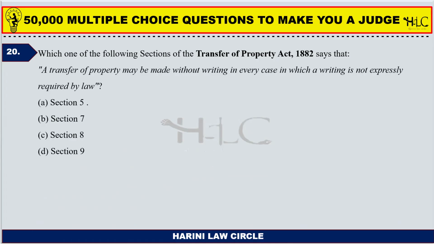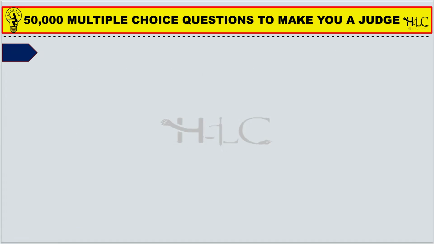Moving to question 20, which one of the following sections of the Transfer of Property Act says that a transfer of property may be made without writing in every case in which a writing is not expressly required by law? Transfer of property is made in writing in usual situations, but when writing is not required by law, it can be oral as well. Such a provision under the Transfer of Property Act is mentioned under section 5.